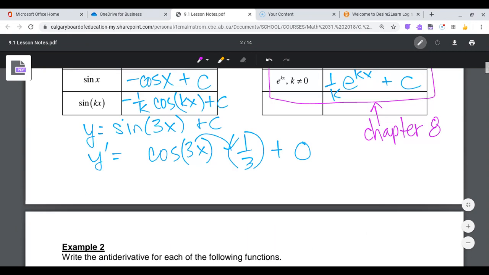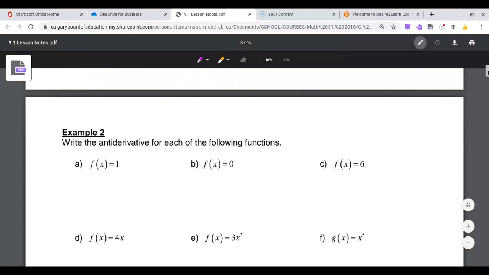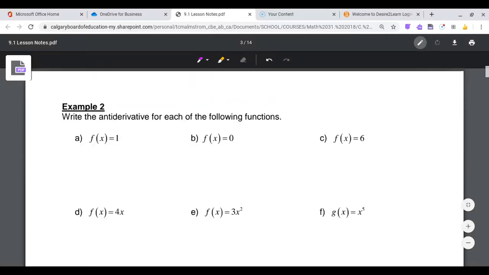Okay, so now the next section is a whole bunch of questions for you to try. I'm going to come back in video number 2 and go through them, but before you hit go on video number 2, I would really encourage you to try as many of these as you can. Don't forget your plus c on the end and see how it goes. So you're just going to work backwards. So remember, if it's little f of x, then you need to write big F of x as the antiderivative function. Okay, see you in video 2.